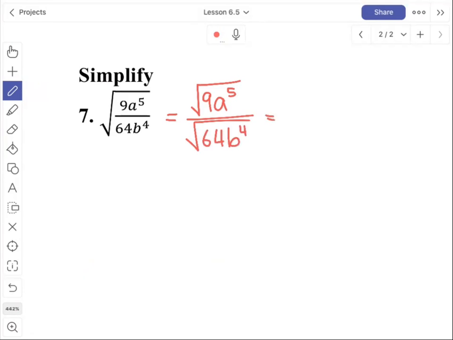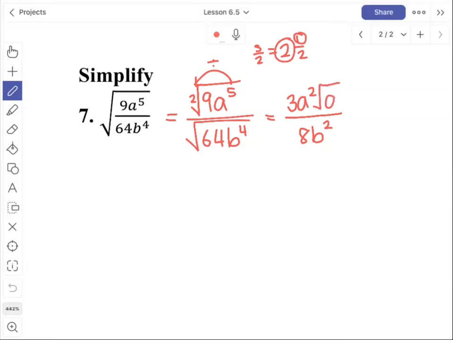Okay. And now we can simplify, all right? The denominator is just going to be 8b squared, so no more radical, that's great. And then the 9, I can pull out a 3. And the a, when I divide this, I get 5/2, which is 2.5. So that means this gets me a squared. Remainder of 1 leaves 1a in the radical.